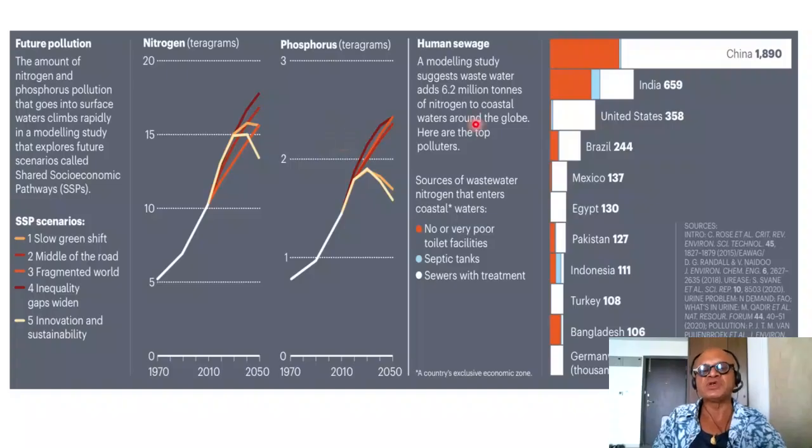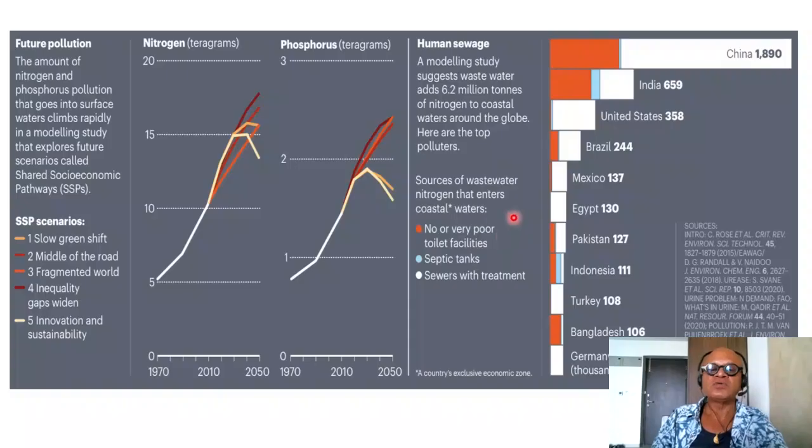As for human sewage, a modeling study suggests wastewater adds 6.2 million tons of nitrogen to coastal waters around the globe. Nitrogen in coastal waters changes the nitrogen to phosphorus ratios and species compositions, and then has other additional impacts on nutrient cycling, carbon sequestration, productivity, fisheries, livelihoods, and so on and so forth.